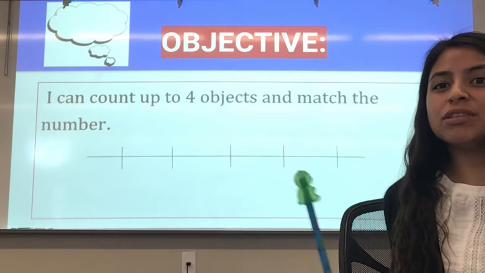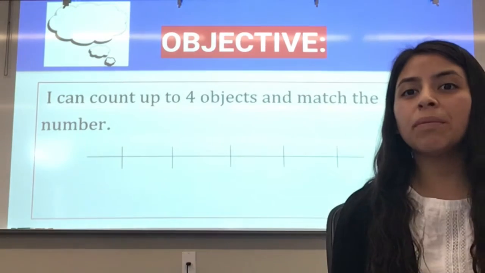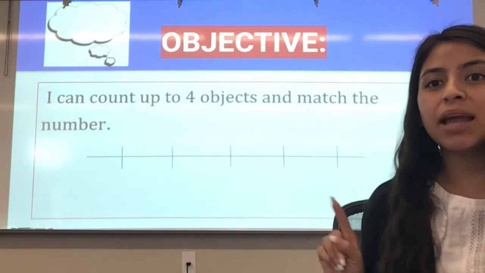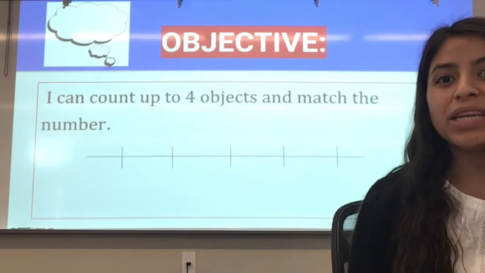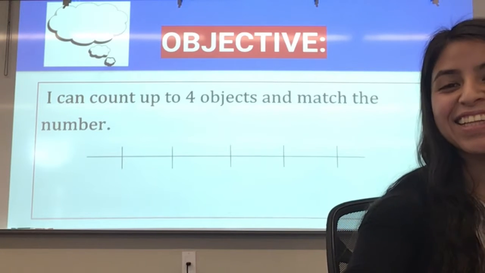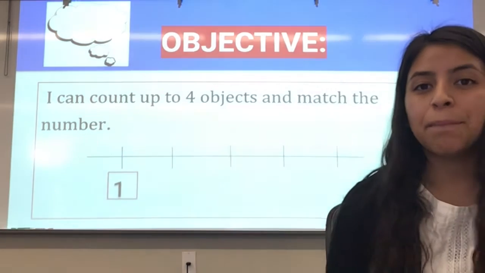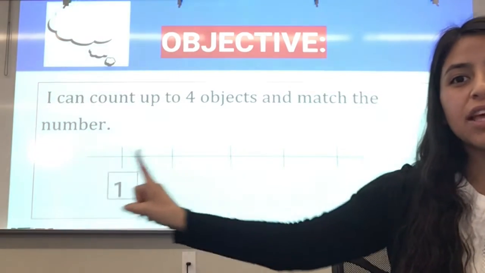So right here, you see your number line, and we're going to be counting up. So remember, when you count up on our number line, we are making the numbers go bigger. So what number do we need to start with on our number line when counting? We always start with the number 1. And then when we're counting up, remember we start from left to right.